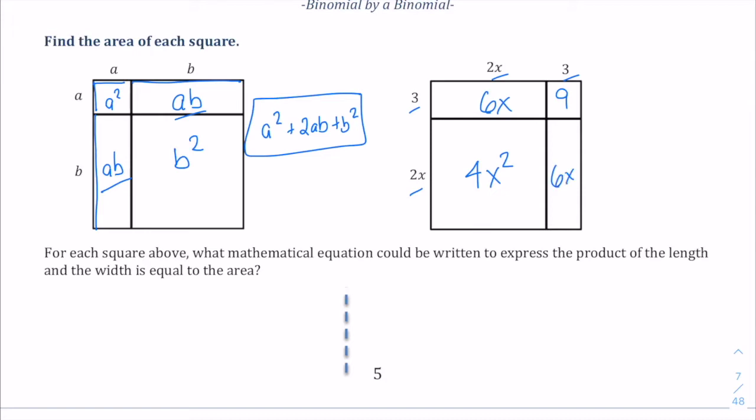So we're going to go and try to write this right away in standard form. So the highest degree term is the 4x squared. And then we have two terms that are degree 1, the 6x and the 6x, which gives us 12x, and then we add 9. So that expression is the area of that square.